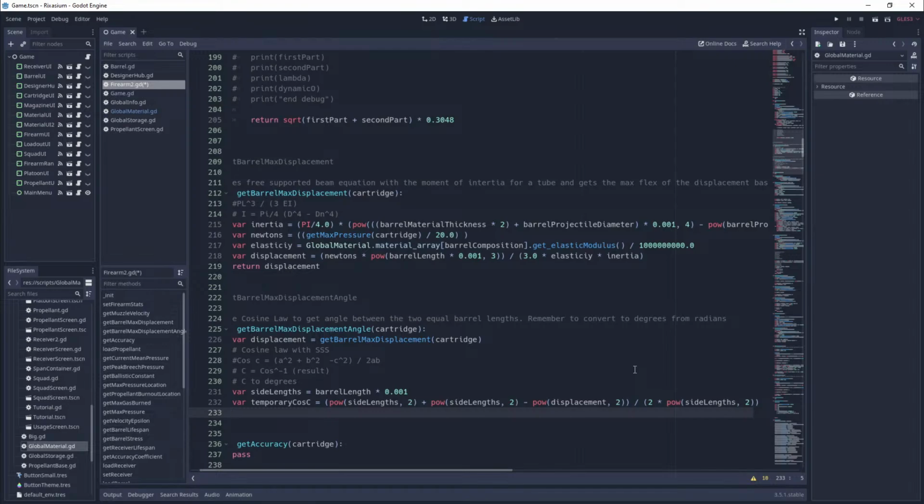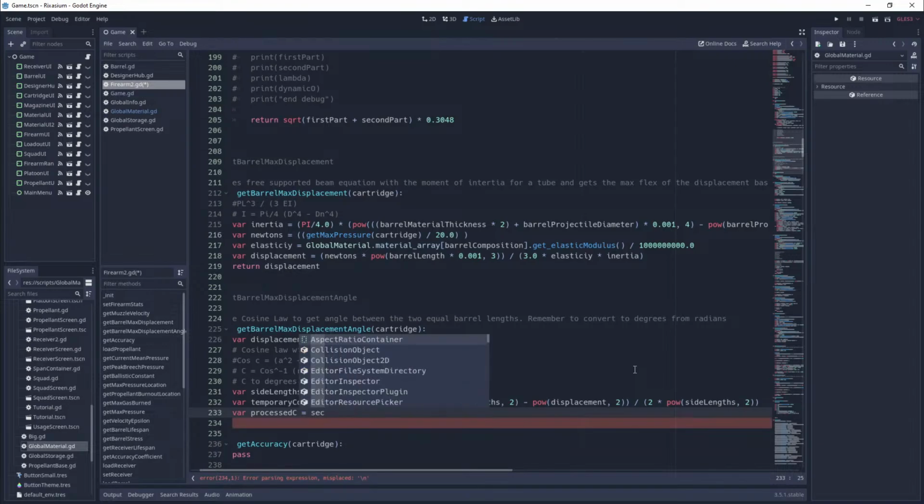And now we are going to take it to the next step, which is for processed C equals -1 cosine. How do we do trig on this again? Let me check how you do trig. So, go, trigonometry.